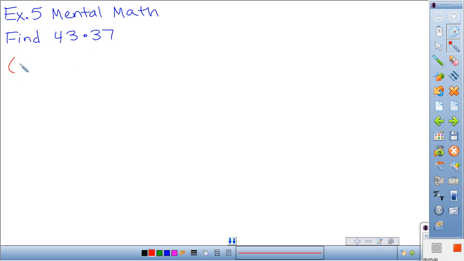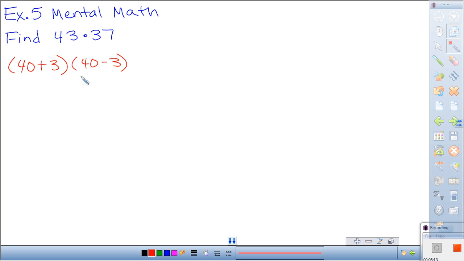Well, I could change 43 to 40 plus 3, and I could change 37 to 40 minus 3. Now we end up with two binomials that have the same first term, the same second term, one where you're adding and one where you're subtracting, so we can use our rule for the difference of squares. Our rule for the difference of squares is square the first term minus square the second term. And that equals 40 squared, 4 times 4 is 16, 2 zeros, minus 3 squared, which is 9. 1600 minus 9 is 1591.